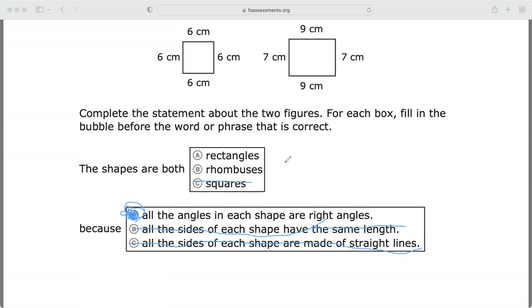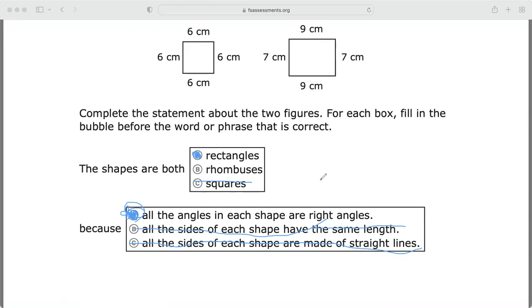So a rectangle has parallel lines and right angles. A rhombus is a parallelogram with equal sides, but they don't have to have right angles. So the answer would be rectangles.